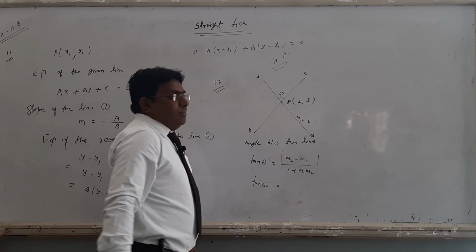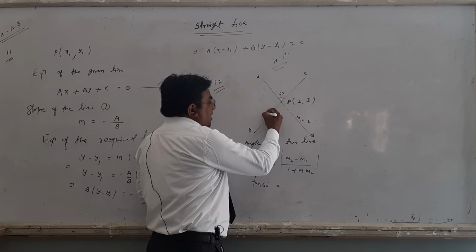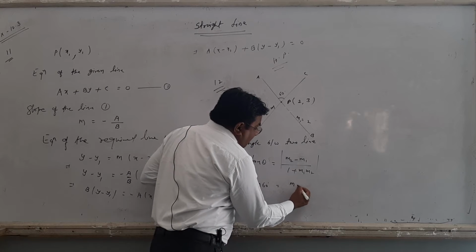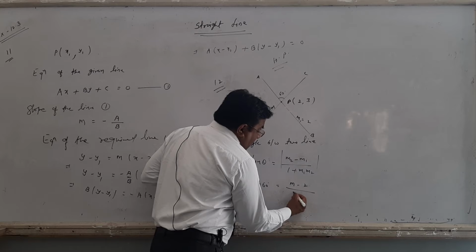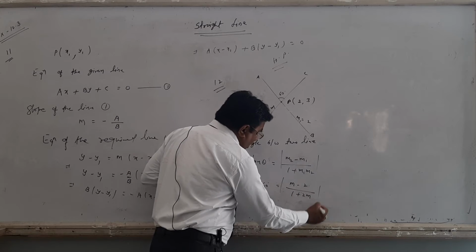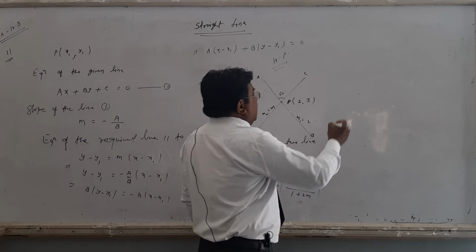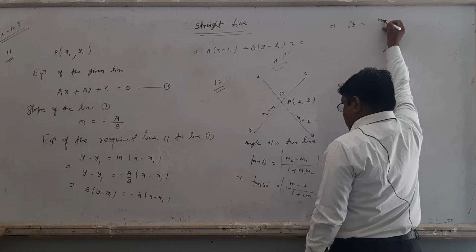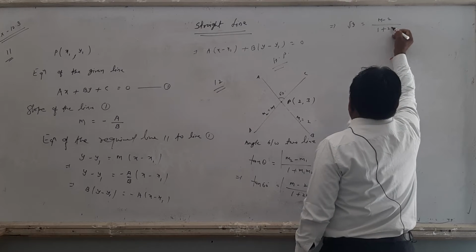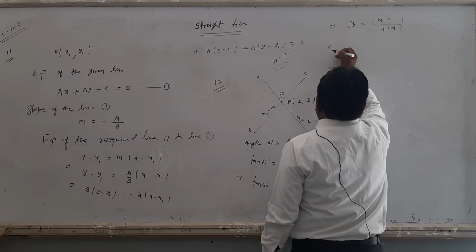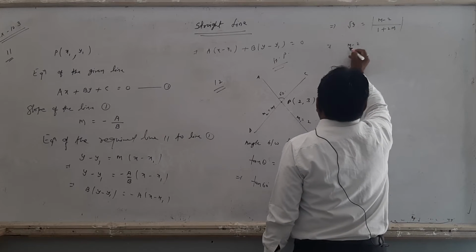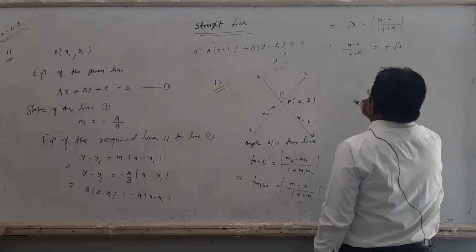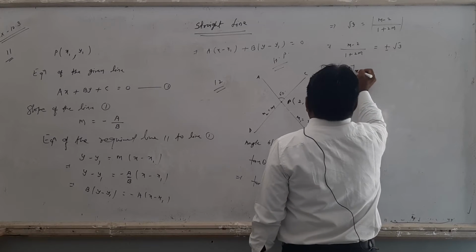m1 is the slope of first line, given 2, and m2 is the slope of second line, let m. So now find slope of second line. That means m2 is m, m1 is 2, |m minus 2 upon 1 plus 2m|. What is the value of tan 60? Tan 60 is root 3. Then |m minus 2 upon 1 plus 2m| equals root 3. Mod is removed, that means plus minus, i.e. (m minus 2) upon (1 plus 2m) equals plus minus root 3, right.